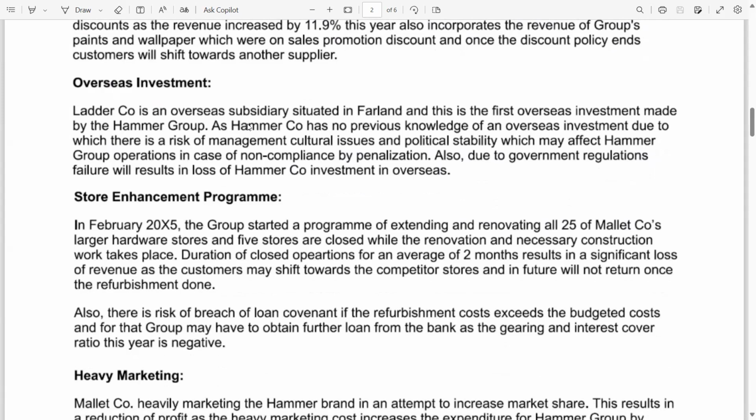As Amar company has no previous knowledge of overseas investment, there is a risk of management, cultural issues and political stability, which may affect Amar Group operations. In case of non-compliance, this may result in penalties or fines. Also, due to government regulations, failure will result in loss of Hammer Company's overseas investment.